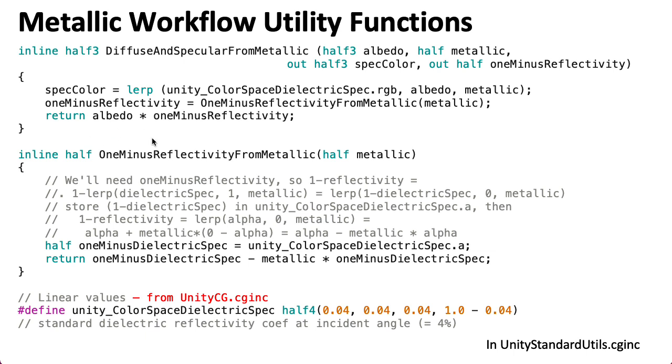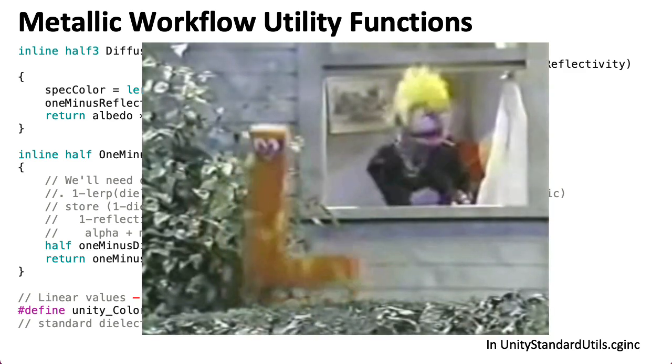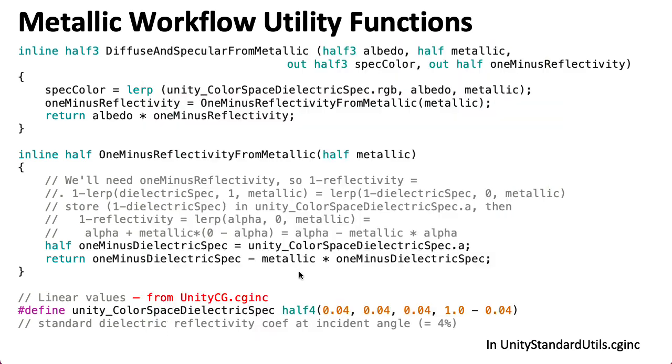I think that's an energy conservation thing. And so you can, if you want to be a rebel, let metallic be something between 0 and 1, and then it will balance out accordingly.